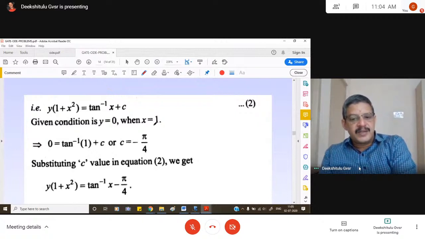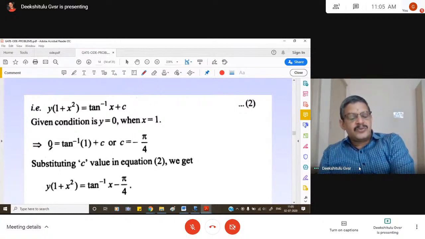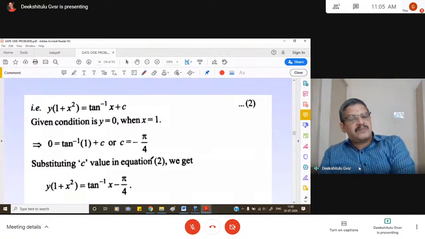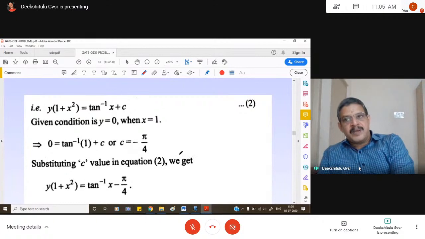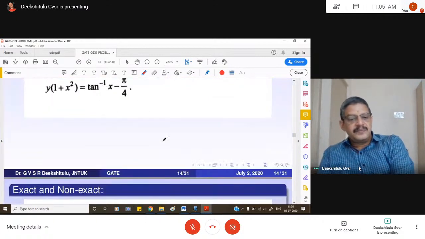So 0 into this thing is 0, equal to tan inverse 1 plus c. Tan inverse 1 is pi by 4. So 0 is equal to tan inverse 1 plus c, or c is equal to minus tan inverse 1, or minus pi by 4. So put this condition in this equation 2. So y into 1 plus x square is equal to tan inverse x minus pi by 4.